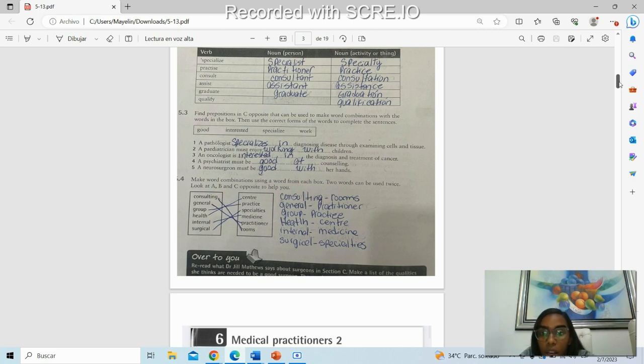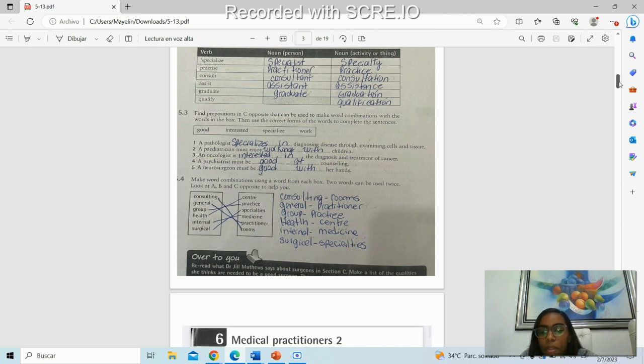2. A pediatrician must enjoy working with children. 3. An oncologist is interested in the diagnosis and treatment of cancer. 4. A physiatrist must be good at counseling. 5. A neurosurgeon must be good with her hands.